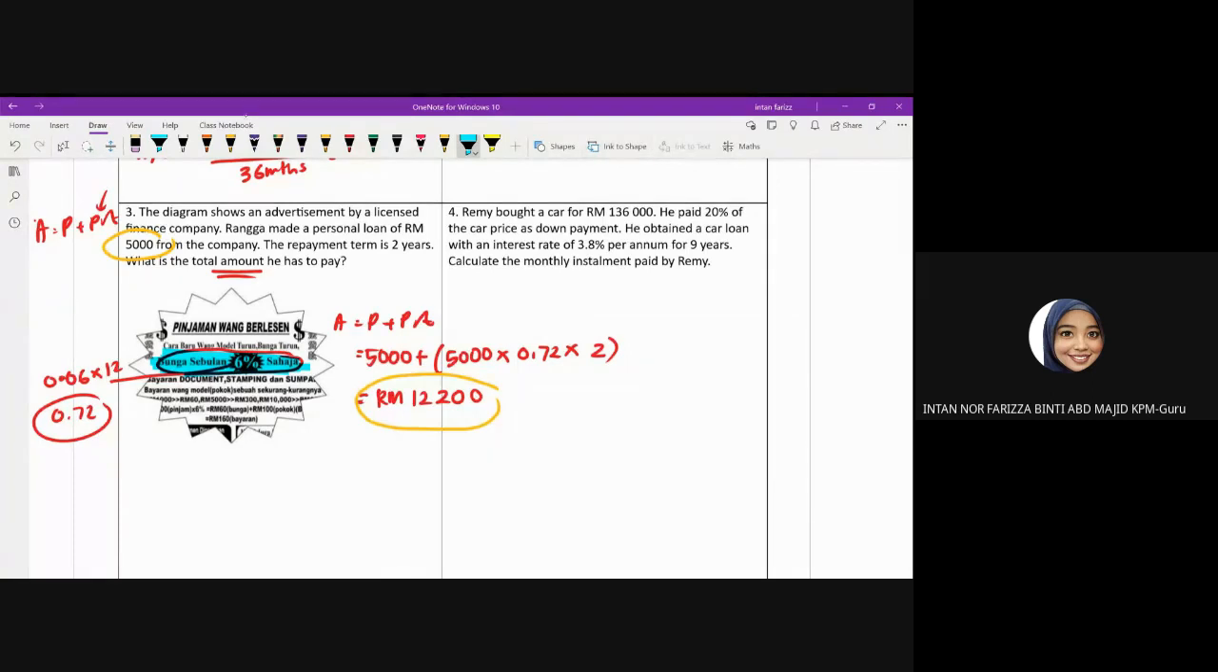Remy bought a car for 136,000. 20% is the down payment. He obtained a car loan of interest 3.8% per annum, and he hutang for 9 years. So you have to calculate monthly installment. Okay, jom kita buat sama-sama for this last question. Monthly installment, straight away use A equals to P plus PRT. So you cannot say that my P is 136,000. Cannot. Okay, because we need to calculate the down payment first.